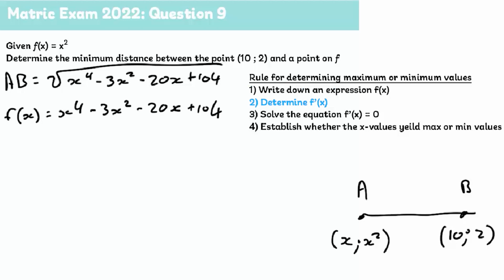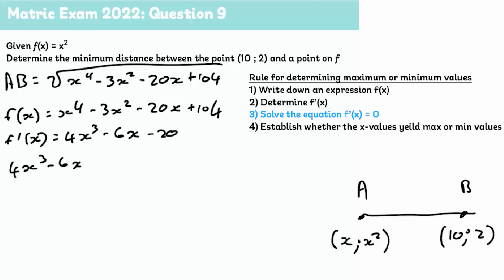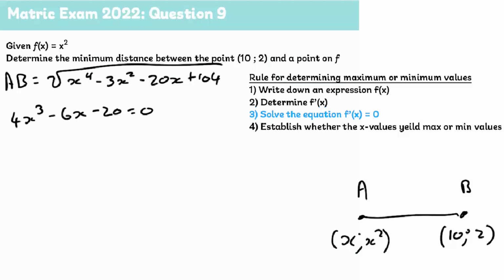Step 2 is we have to do the first derivative. So the first derivative of f(x) is 4x to the power 3 minus 6x minus 20. And the next step is to make the derivative equal to 0. So 4x to the power 3 minus 6x minus 20 equals 0. I just made space for us. Now we have to factorize this.